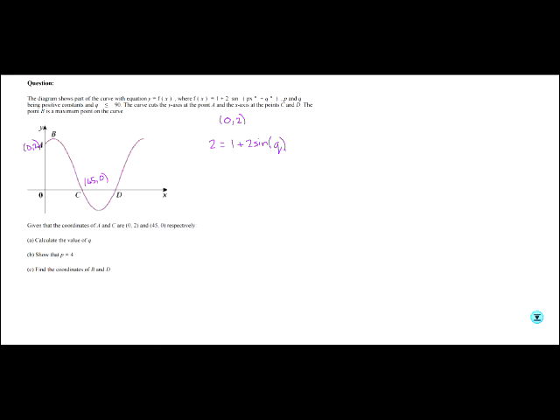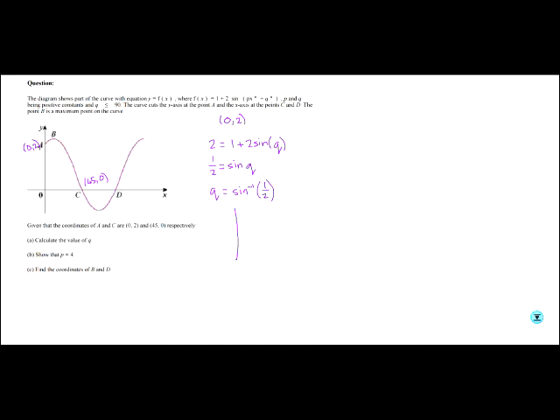Now I can see straight away that I can find q, and therefore answer part A. So let's rearrange this. I'm going to do this bit quite fast. Take away 1, that's 1, divided by 2, that's going to be a half. So a half is equal to sine q. So to find q, it's going to be the inverse sine of 1/2.